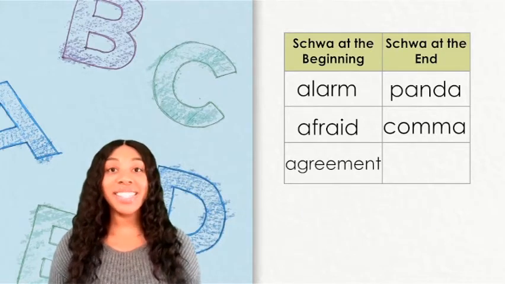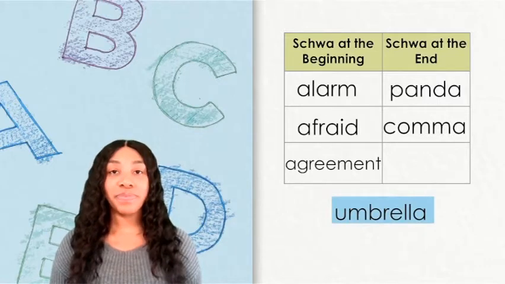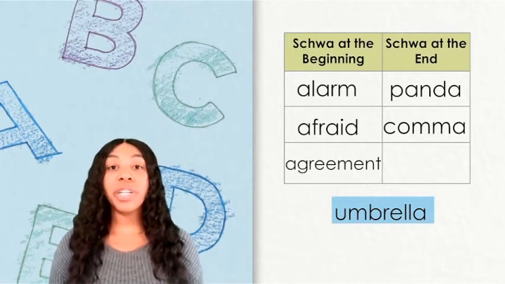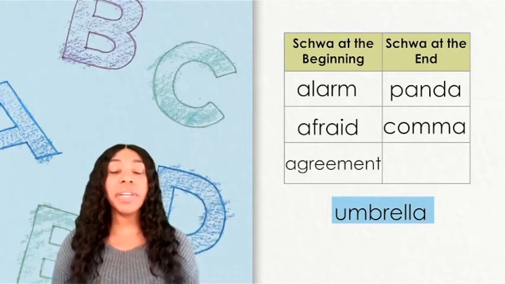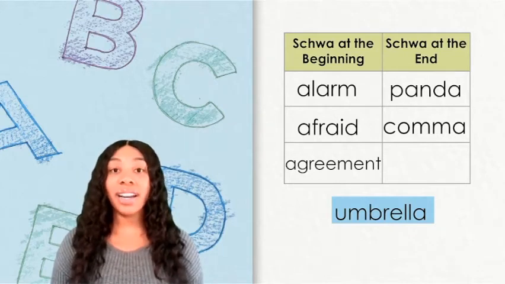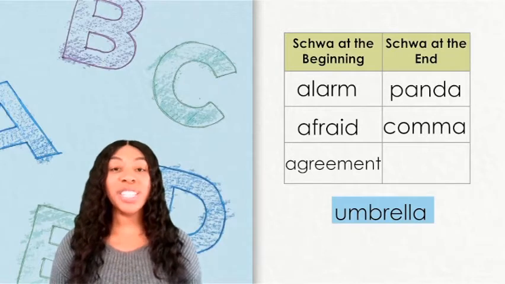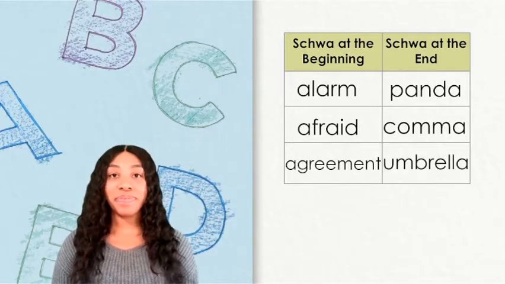Here is our last word. Can you read this word? This word is umbrella. Notice that this word starts and ends with the schwa sound. But the first sound is a short U, as we would expect in a closed syllable like this one. The second sound is spelled with the letter A. So we know this word belongs in the schwa at the end column.